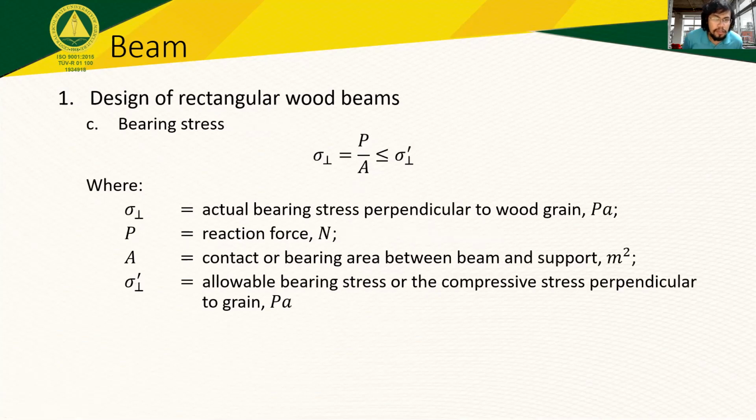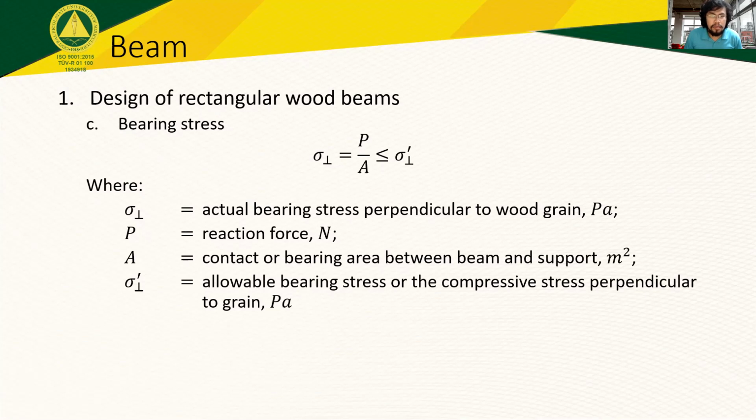For the bearing stress, we have the actual bearing stress, designated by the sigma with a perpendicular representation. And it simply is the reaction force in that position over a certain area of the beam. And the area would be the contact area or bearing area between that beam and a support. The beam is supported by columns, and the beam itself could support another column or another piece of the structure in a building.